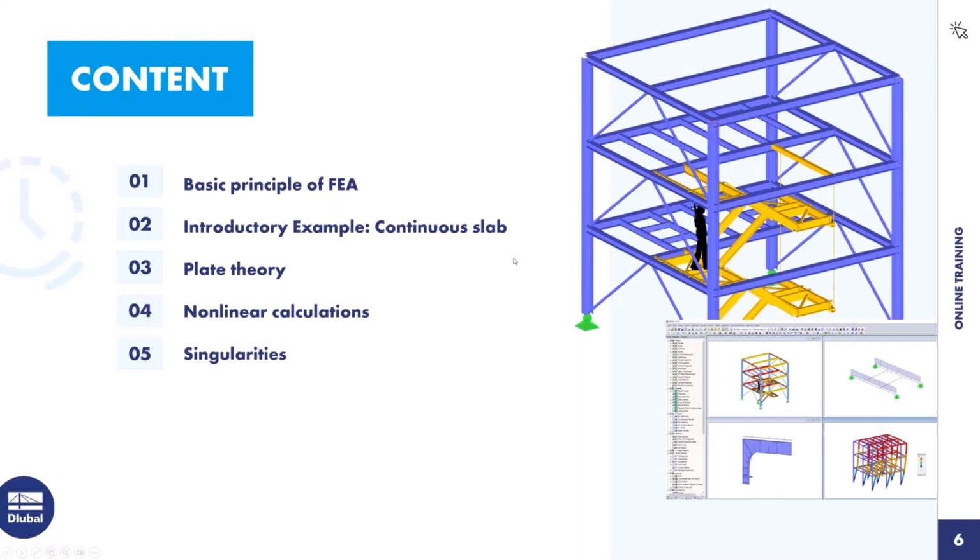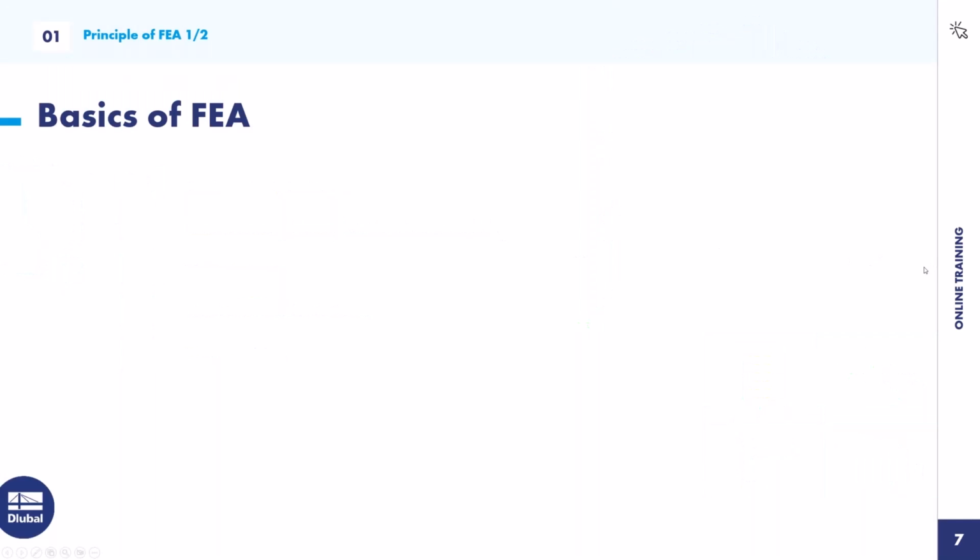So let's go into the basics of the finite element analysis. At first, there are two different methods. There's, on the one hand, the displacement method, where the displacements are the unknowns. And on the other hand, there's the force method, where the forces are the unknowns. For our case, for computer programs and for RFEM, the displacement method is used for the finite element analysis.